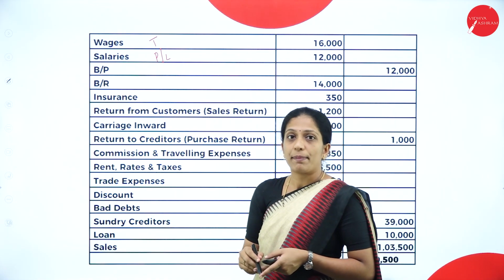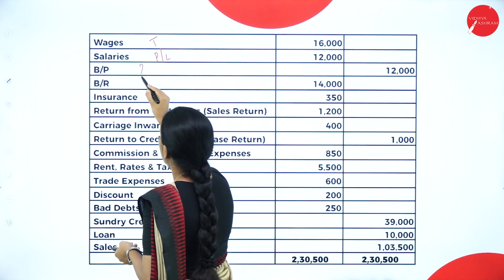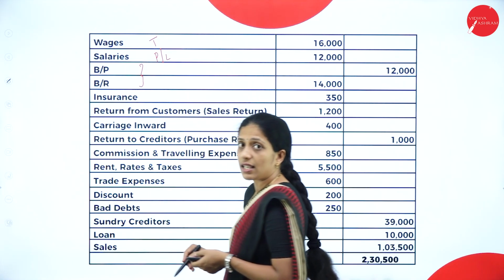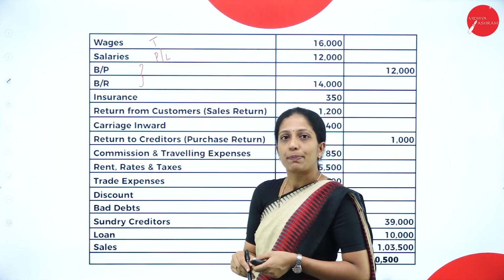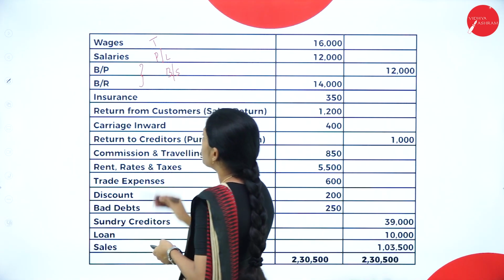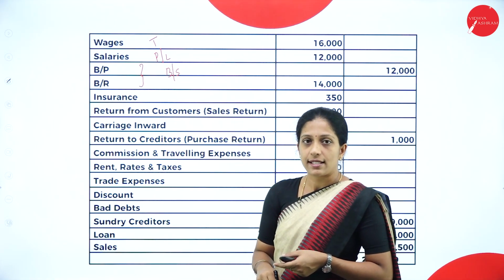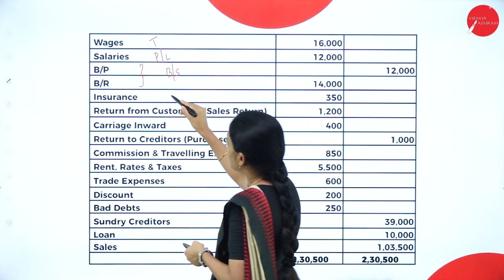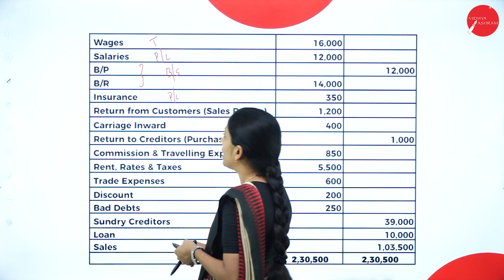Next is bills payable and bills receivable. These two are capital items, and one is an asset. Bills receivable is an asset, bills payable is a liability. So where do you record this? This goes in the balance sheet. Insurance. Insurance is an expense, so it is an indirect expense, so you have to record it in your P&L account.